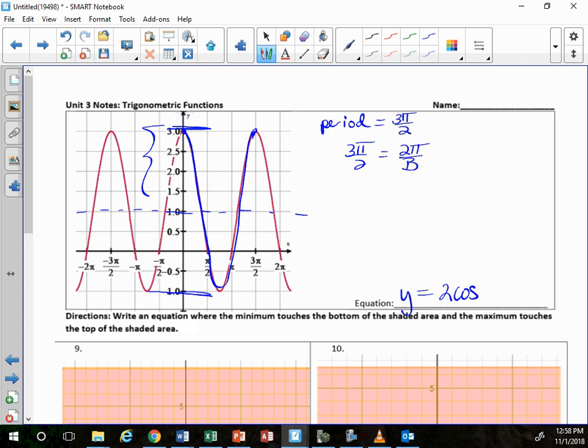All right, period's 3 pi over 2. So if I solve that, what do you get for b value? 4/3, okay? We don't have any sort of phase shift to worry about though, right? But then your midline is at 1, so we have a +1 at the end.